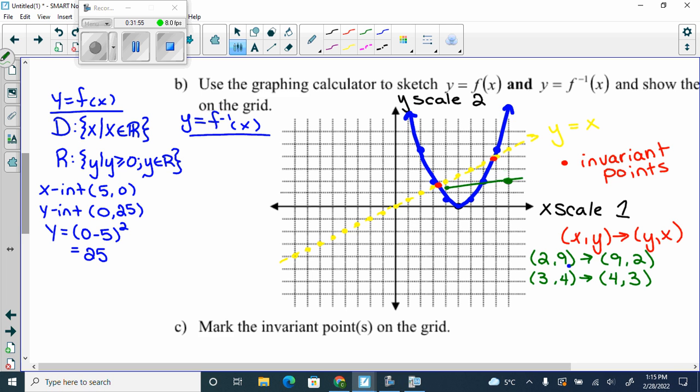Then we have 4, 1. It's going to be 1, 4. 1, 4.